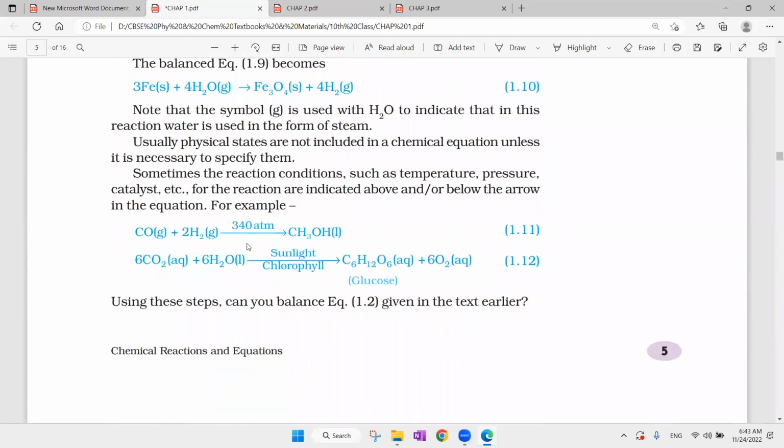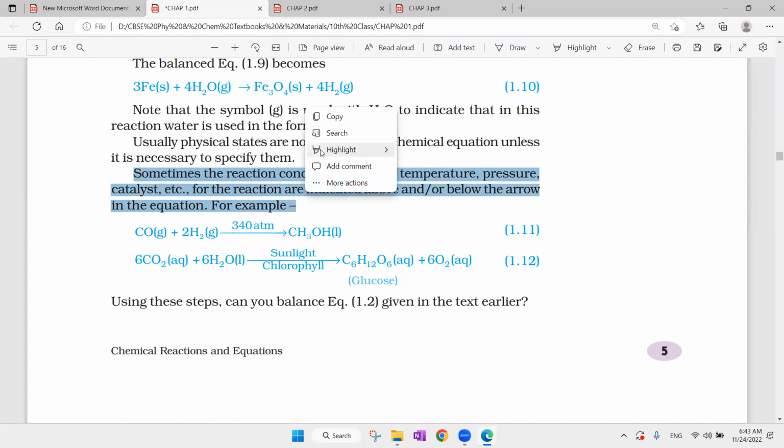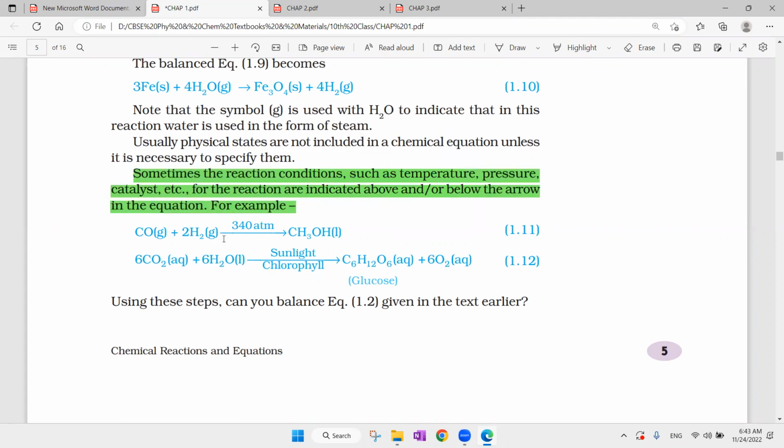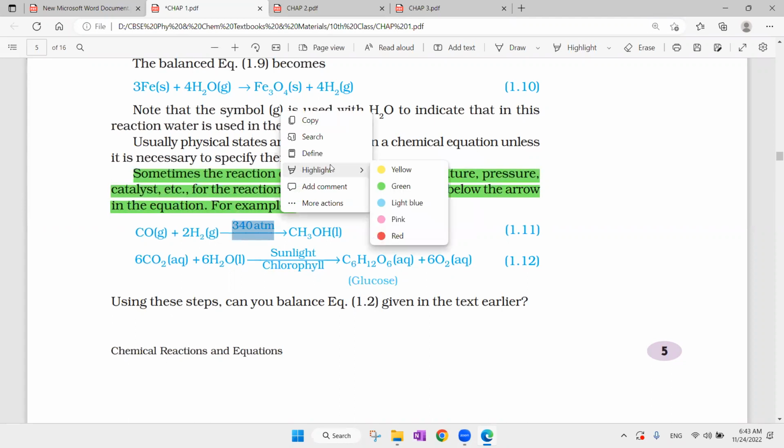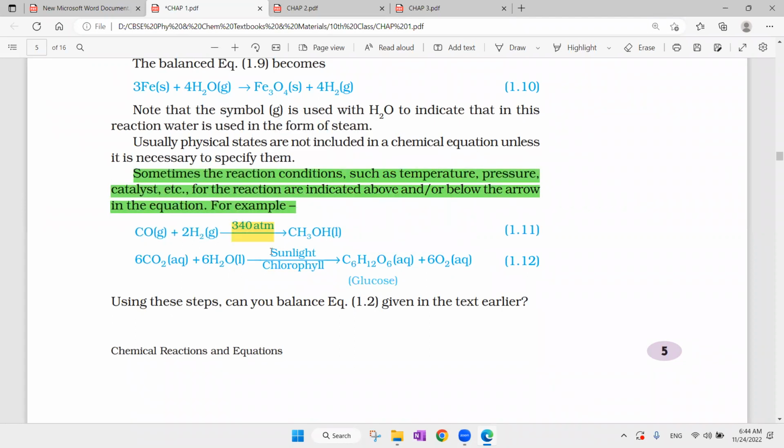Then on the arrow mark, sometimes you want to show the reaction conditions such as temperature, pressure, catalyst, etc. for the reactions. These are indicated above or below the arrow mark, as shown in the example. So here 340 atmospheric pressure is represented on top. Here, sunlight, in the presence of sunlight, in chlorophyll. So that is written above or below. Like that you have to go with.